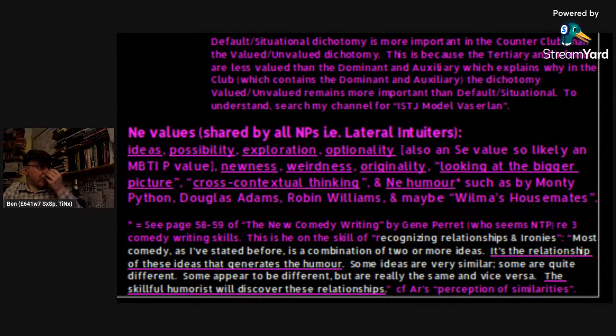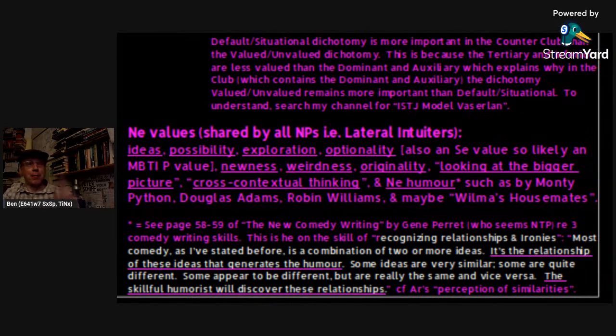The dilettantish. Some Enneagram 7 in there as well. Intellectual fun, exploration. ENFPs, especially ENFP females, love to explore other cultures, go abroad. Optionality. Yeah, that's also an SE value, so likely a P value. Newness, weirdness, originality. Yeah, weirdness. Yeah, they'll like Twin Peaks. ISTPs don't.